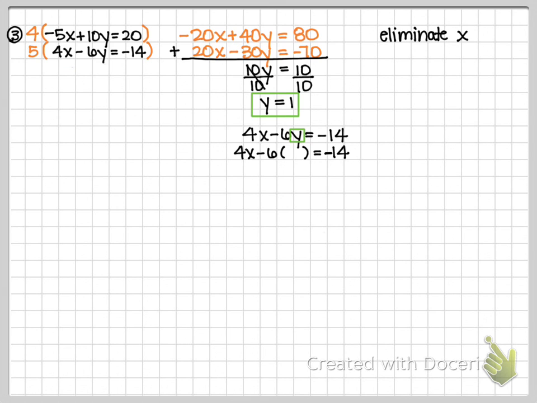Now plug the 1 in. All right, let's draw our line and solve this thing. So that's going to give me 4x minus 6 equals negative 14. Move the 6 to the other side. Those cancel. Drop the 4x down. I think that gives us negative 8. Okay, this actually works out pretty nice. Looks like x is equal to negative 2.